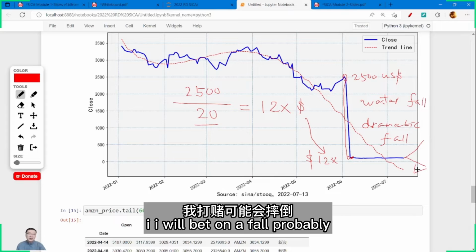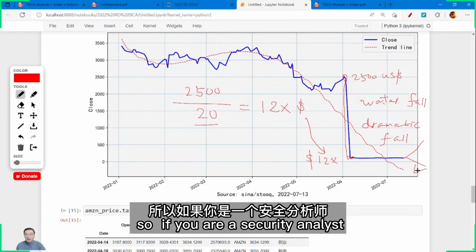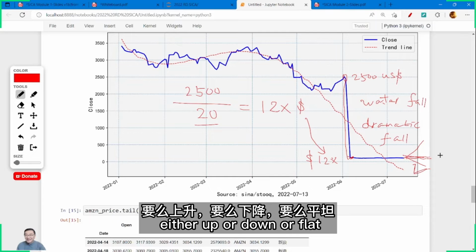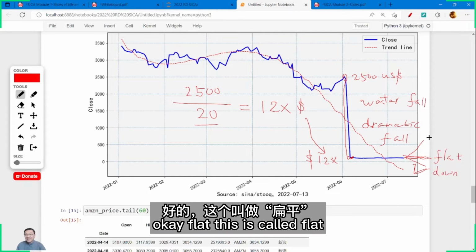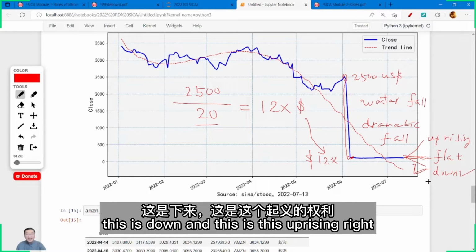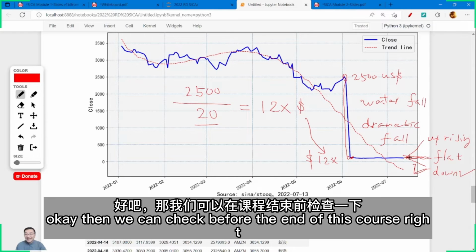So if you are a security analyst, you can make only one choice: either up, down, or flat. Okay. Maybe flat is safer. Okay, flat. This is called flat, this is down, and this is uprising, right? Yeah. So, just a personal opinion. Okay. Then we can check before the end of this course, right? Yeah. Okay. It's challenging, right?